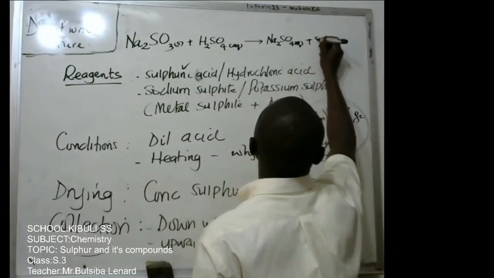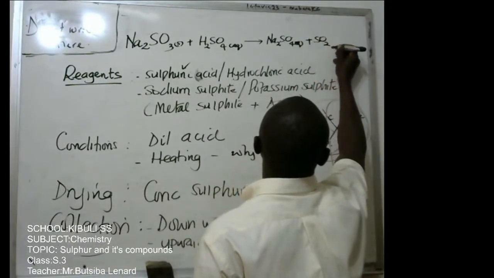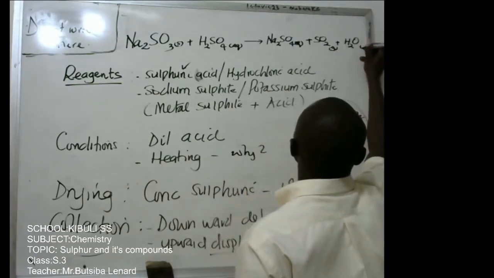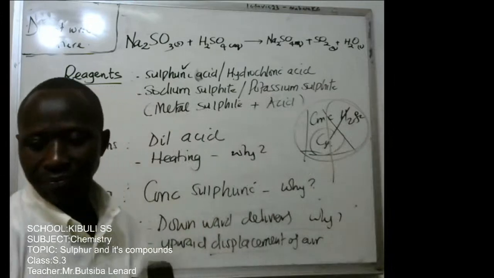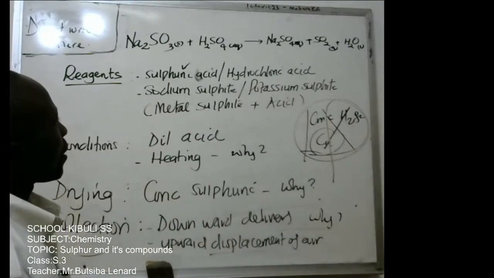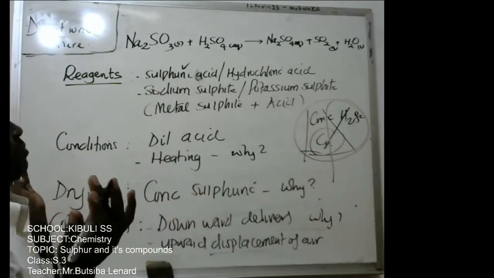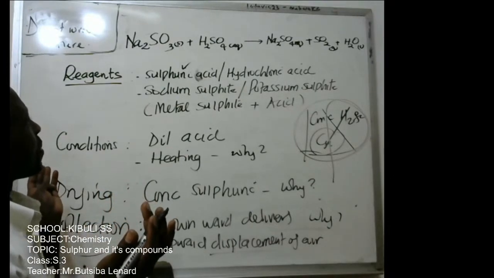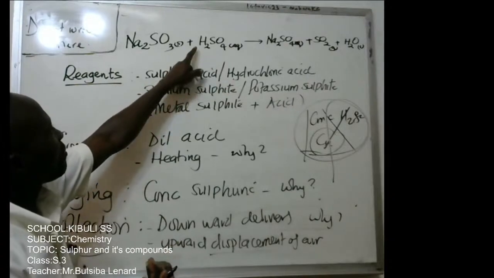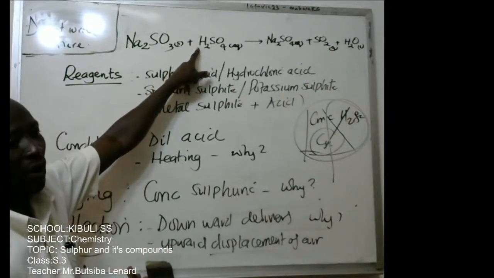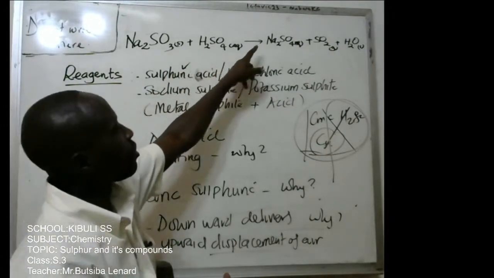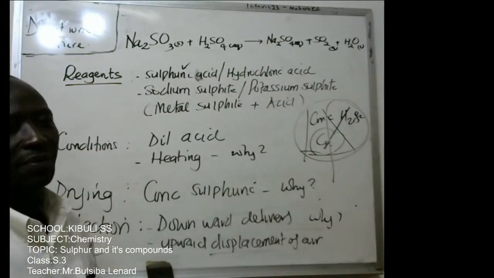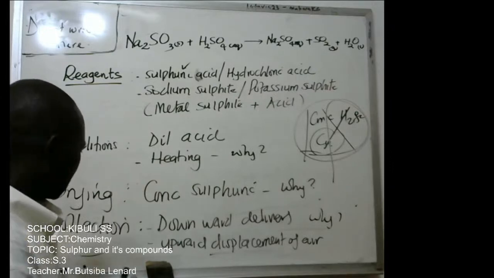What else do we get? The gas we are looking for, sulfur dioxide as a gas. And what else is formed? Water as a liquid. Right? So the equation is automatically balancing itself. If I use the hydrochloric acid above, I should have 2 moles of hydrochloric acid and therefore 2 moles of sodium chloride. So that is the equation. I think you can figure out the diagram.